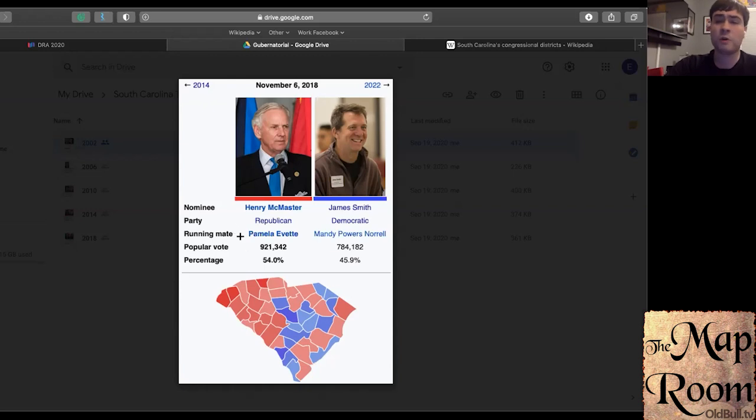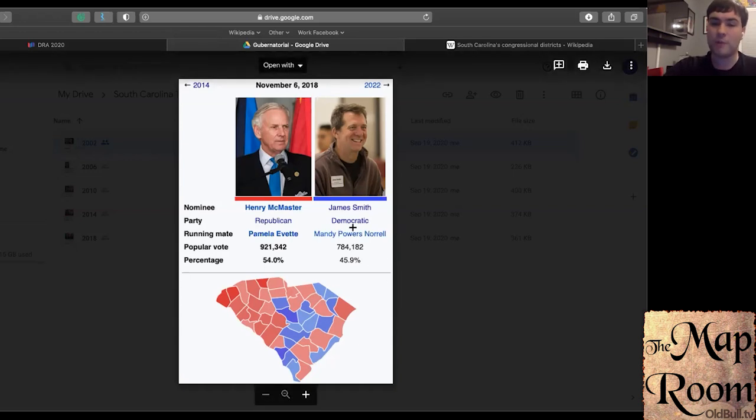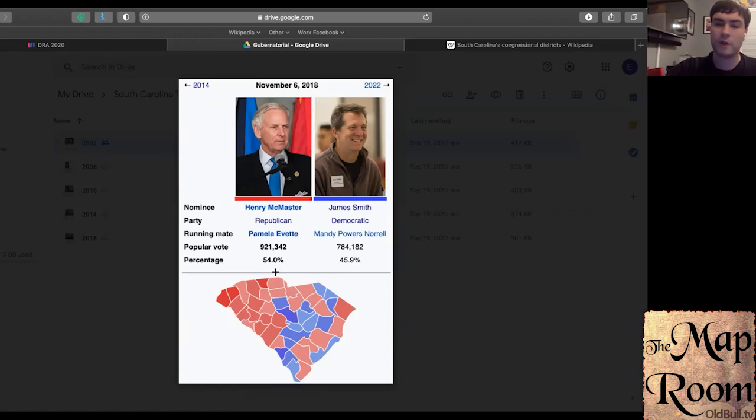And this is where Democrats started to get really, really confident. This race wasn't projected to be competitive, but Democrats did overperform a little bit. James Smith was from Columbia, and you see he did very well in the Columbia area, especially in Richland County, where he was a state representative. And then the presence of Mandy Powers Norrell on the ticket helped drive a little bit of the votes in the Charlotte area, where she represented a House district in Lancaster County.